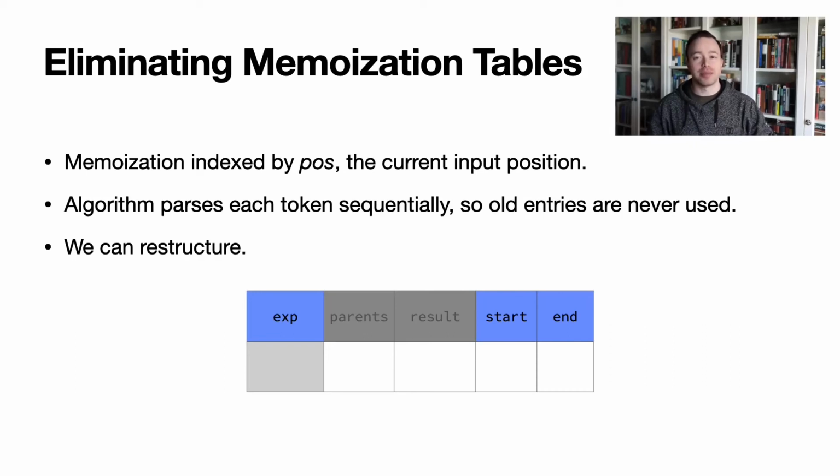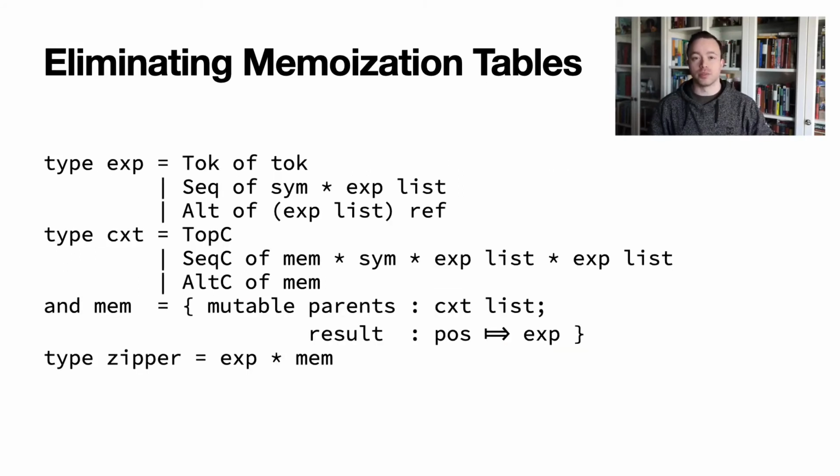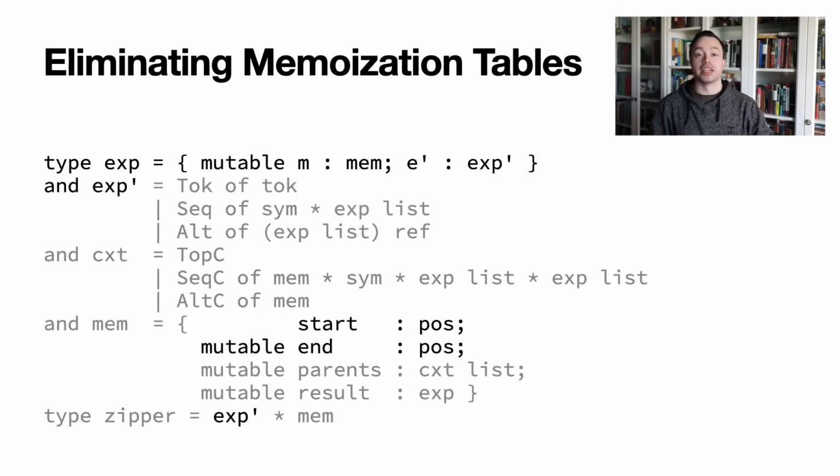However, since this table is now indexed only by an expression, we can actually eliminate it entirely and simply put a memoization entry inside each expression automatically. Here's the code as it existed with the memoization table. And here is the code which eliminates memoization tables. We now have a new definition of exp which contains a memoization record, and an exp prime, which was previously called exp. The memoization entries now record the start and end positions associated with successful parses, allowing the algorithm to quickly discern whether an entry has grown stale. And with that, the work is done.